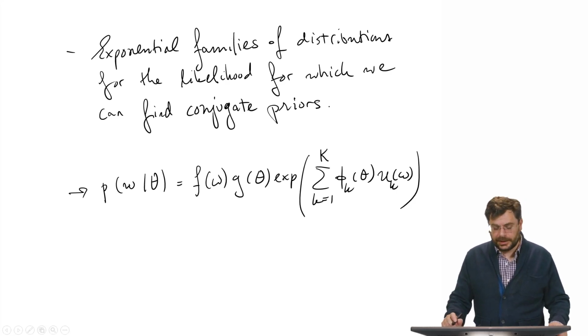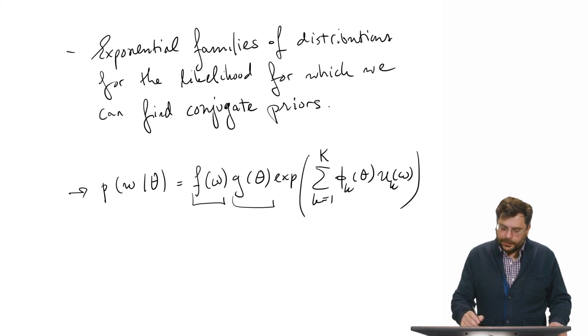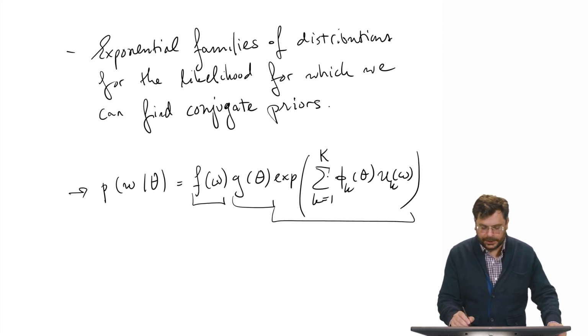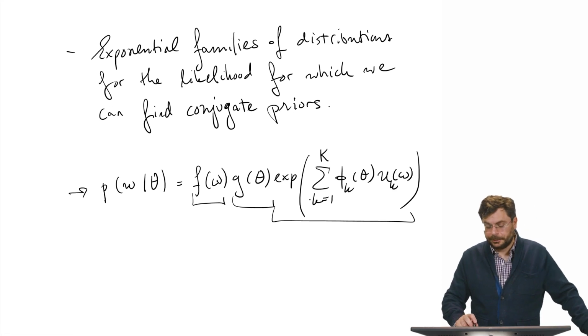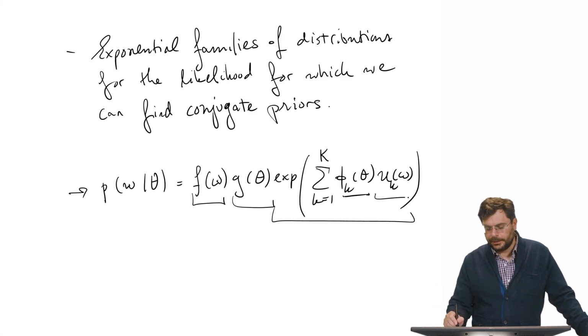So what's special about the exponential family? Well, preceding the exponential, you have a function which only depends on w, the data, and then you have another function that only depends on theta, which are the parameters. And then afterwards, the exponential must be written as the sum over terms which are products, and those individual terms depend on the parameters multiplied by the data. So this is of a very particular form, and if my likelihood does not follow this form, then I will not be able to find a conjugate prior.